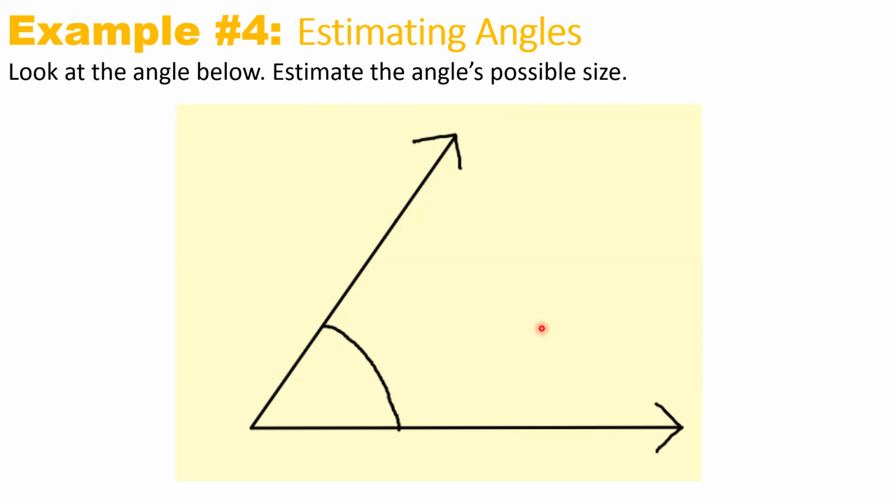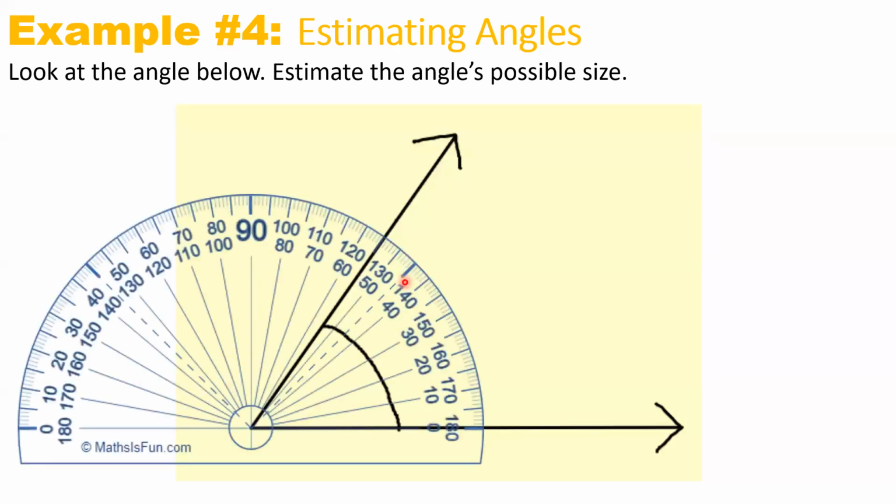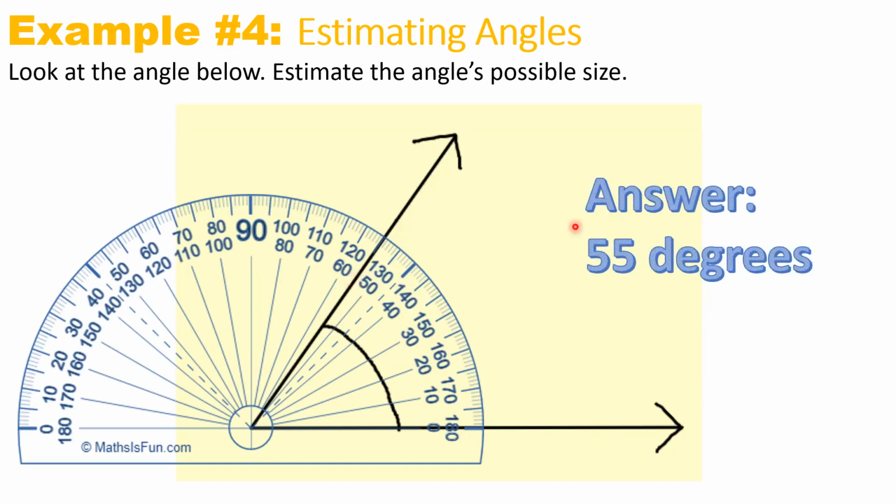All right. So we have JBS says 50, Dion says 55, Bree says 55, Marty says 60, Bry says 55. Okay, let's put a protractor under it and let's measure. So let's count. We have 0, then 10, then 20, then 30, then 40, then 50, then 55. So the correct answer here is going to be 55 degrees.